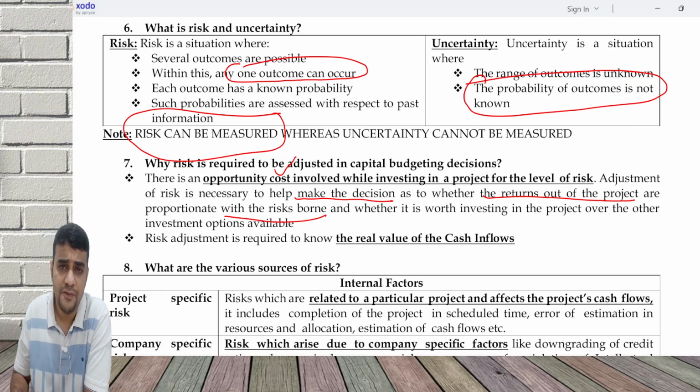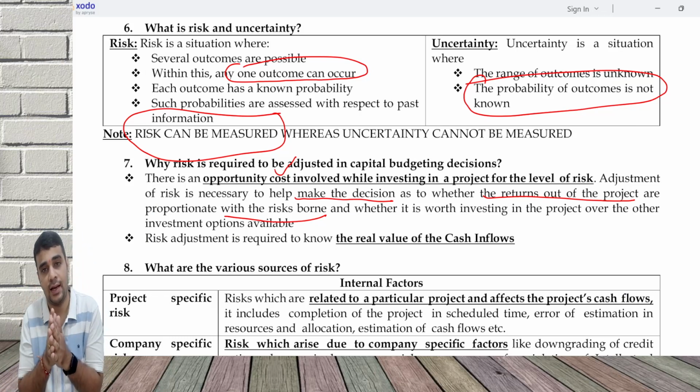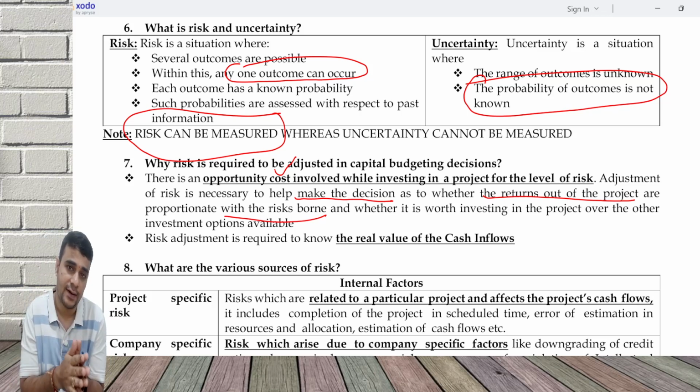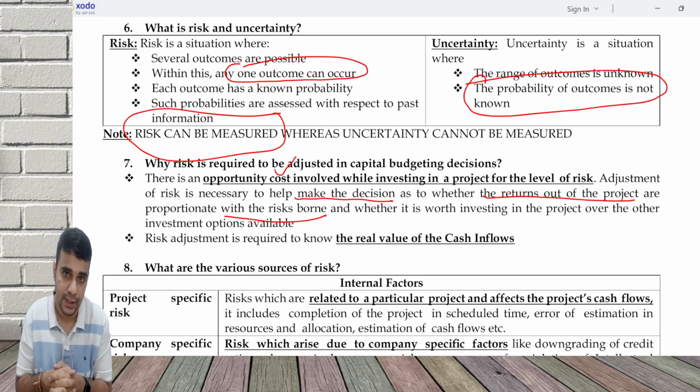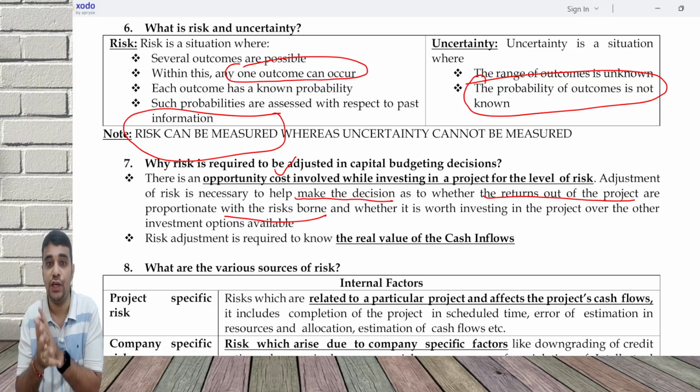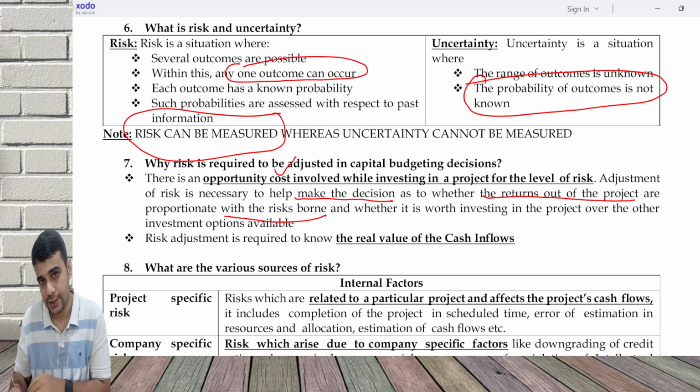What are the various sources of risk? Now, the various sources of risk is where does the risk come from? Broadly, you can classify them into internal factors and external factors. Internal factors are somewhere within the control of the organization, which is specific to a company. External factors are beyond the control of an organization.